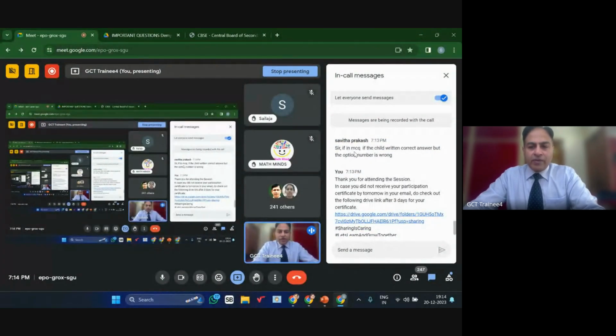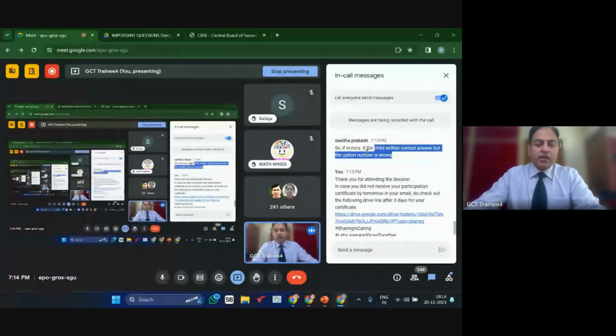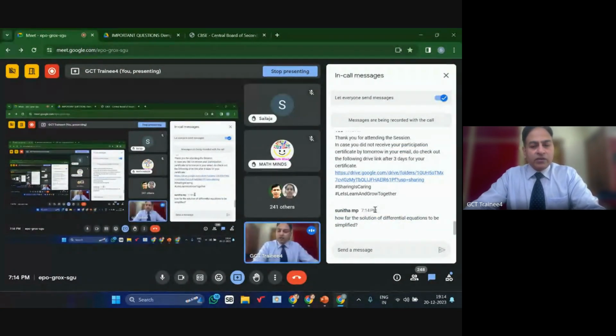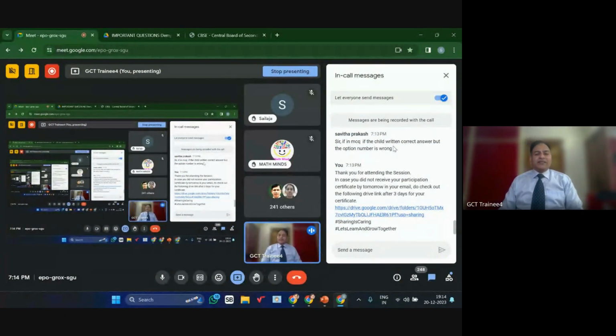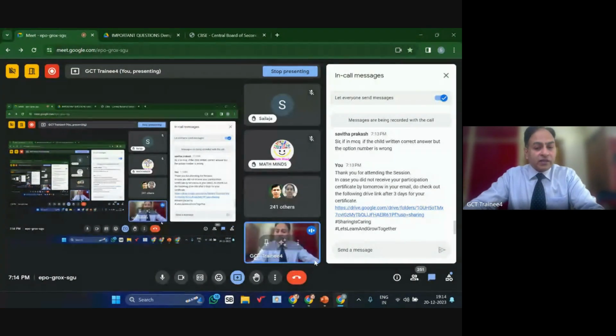Savita ji asked: in an MCQ, if a child has written the correct answer but the option number is wrong, that's a very diplomatic thing done by the student. I cannot give the correct answer to this question, right? So one may give the marks, one may not, because sometimes students try to be over smart. Let's say the correct answer is 2, right? The student writes option C, but option C is not 2. So option C, and he will write 2. In that way, he is taking the liberty of giving 2 different answers. So in that case, marks should not be given.